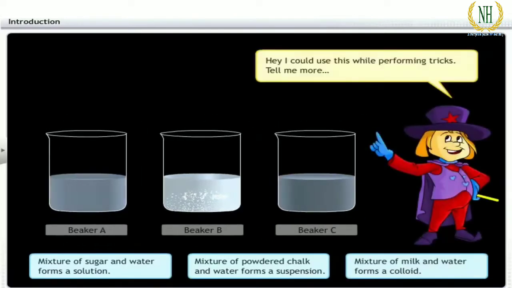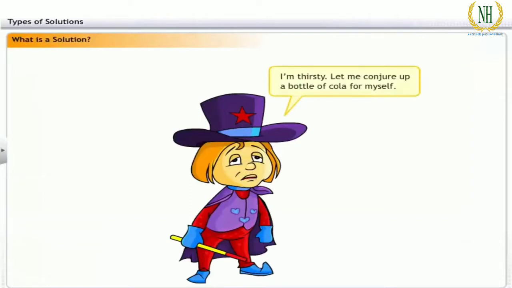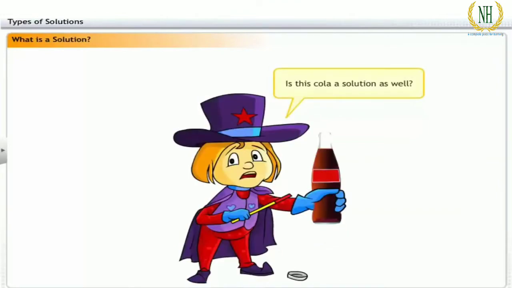Hey! I could use this while performing tricks. Tell me more. I'm thirsty. Let me conjure up a bottle of cola for myself. Is this cola a solution as well?